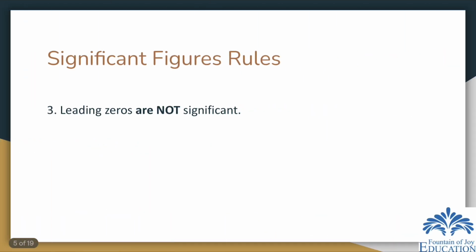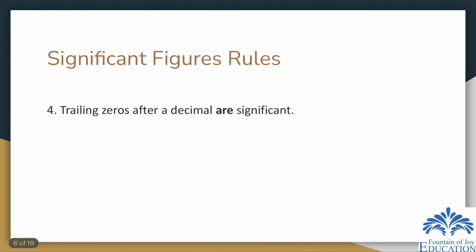Rule number 3, leading zeros are not significant. This rule mostly applies to decimal numbers. Here's an example, 0.003. The 3 zeros are in front of the first non-zero digit 3. Therefore, they are considered leading zeros and are not significant. So the number 0.003 has only one significant figure.